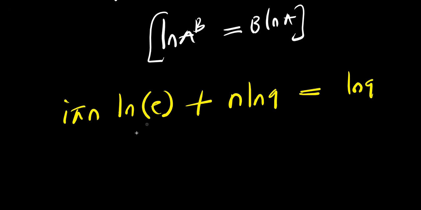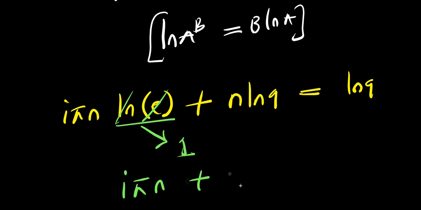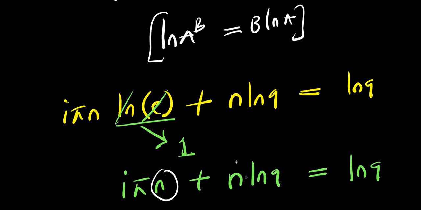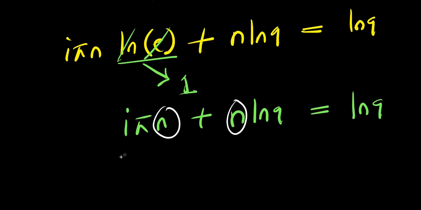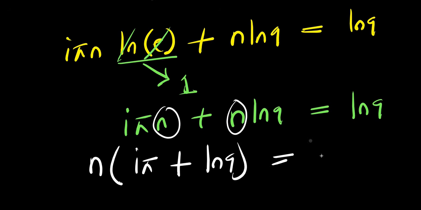So from here, natural log of e here will give you 1. Let's cancel this. You have I times pi times n plus n times natural log of 9 equals natural log of 9. So there is n here, there is n here. We can factor the n out. I have n times I times pi plus natural log of 9 equals natural log of 9.